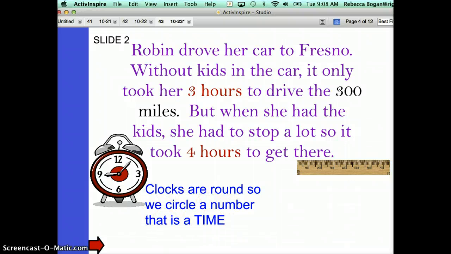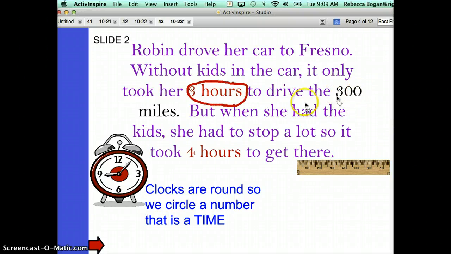So for example, here's a problem. Robin drove her car to Fresno. Without kids in the car, it took only 3 hours. Hours is a time, so in this type of problem, we're going to circle it because, like I said, clocks are round and time is measured with clocks. That's just a funny way to remember. She drove 300 miles, and then I'm going to stop.